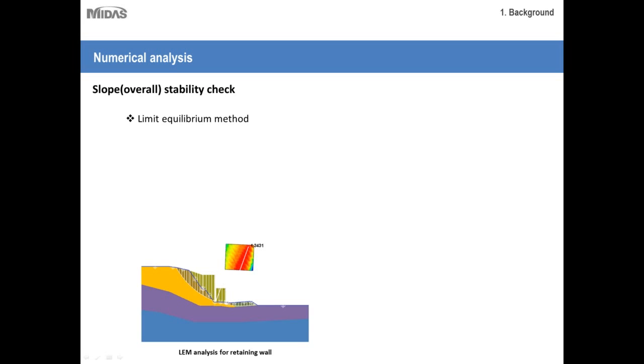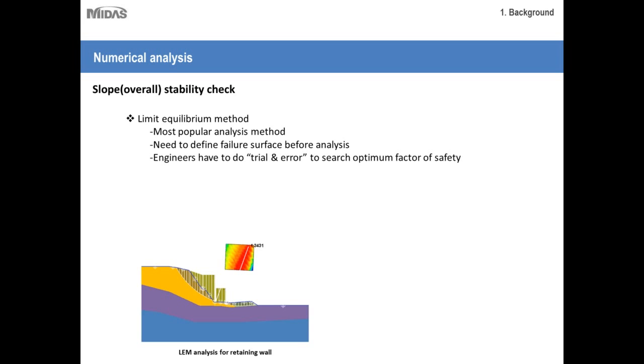So what we are doing is basically defining a set of failure planes in advance, and then checking what the factor of safety will be at different surfaces or different radii. This method no doubt is the most popular, but you need to define failure surfaces before analysis, and therefore engineers have to do trial and error to search for the optimum factor of safety. Another limitation of this type of method is that it usually considers only circular failure surfaces.